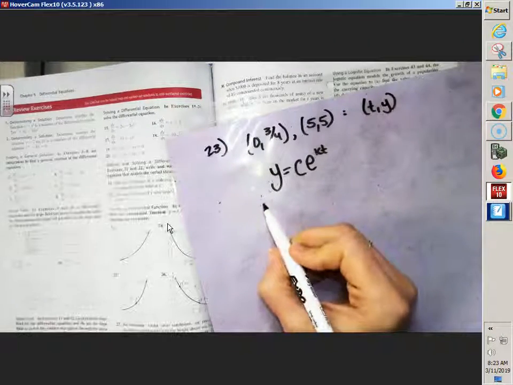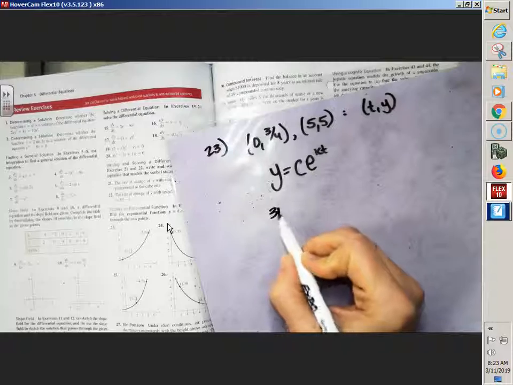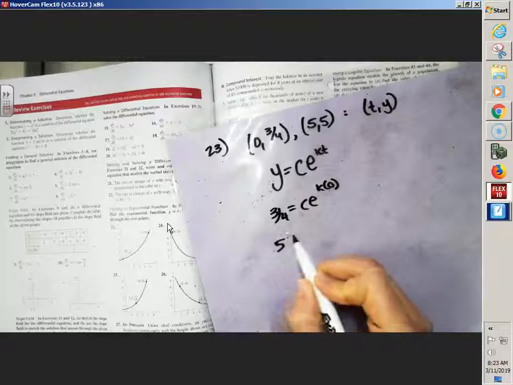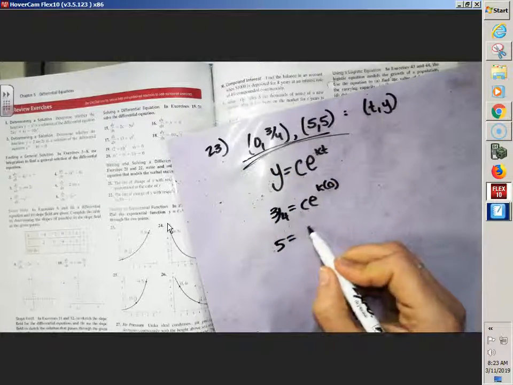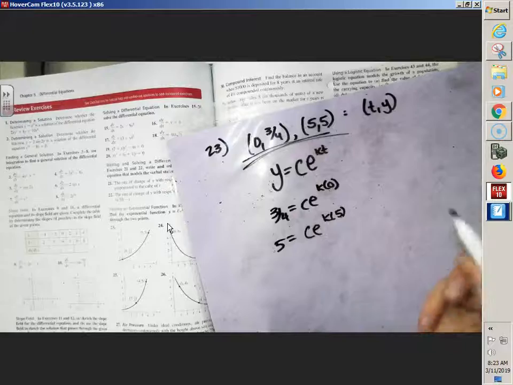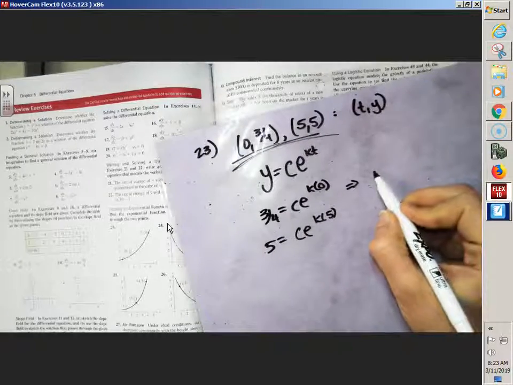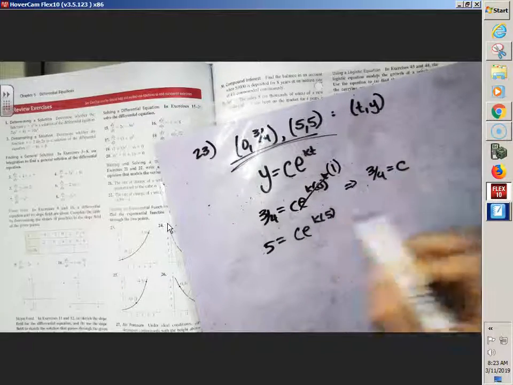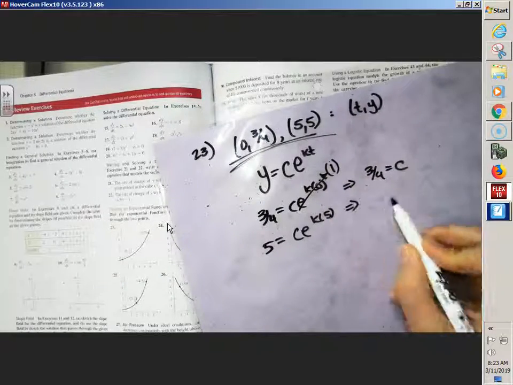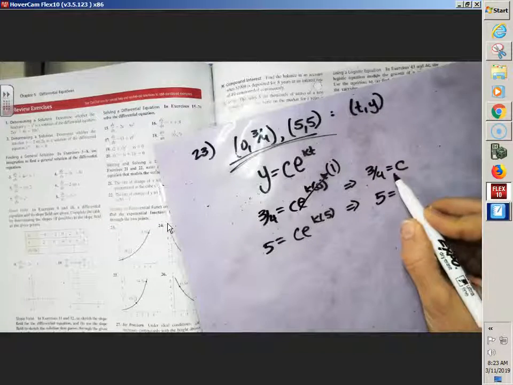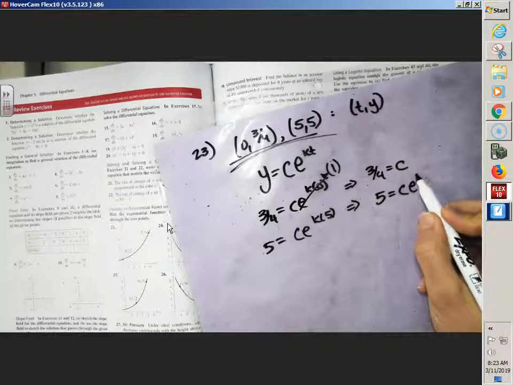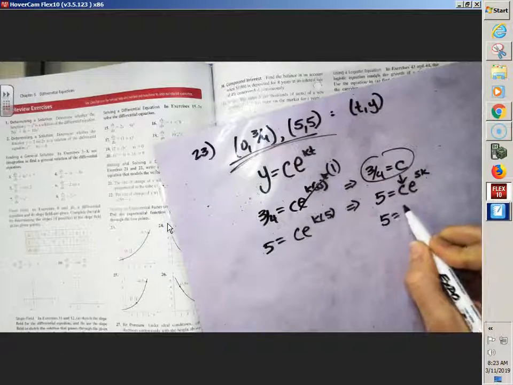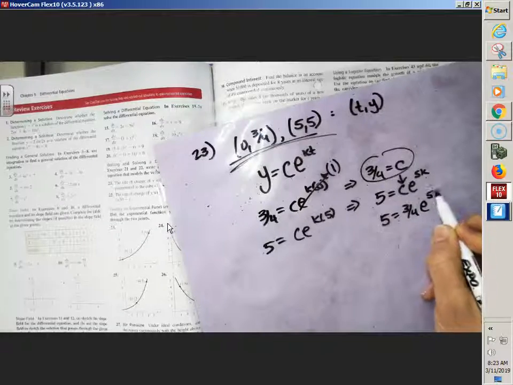isn't t your x and y your y? So didn't they give you 2 clues where you can say when y is 3/4, t is 0, and when y is 5, from these clues, t is 5? At this point, I can say 3/4 is equal to c, because anything to the 0 power is 1, and c times 1 is c. Down here, I can say 5 is equal to, well, hold on, if I know what c is, can't I just plug and chug? So 5 is equal to 3/4 e to the 5k.